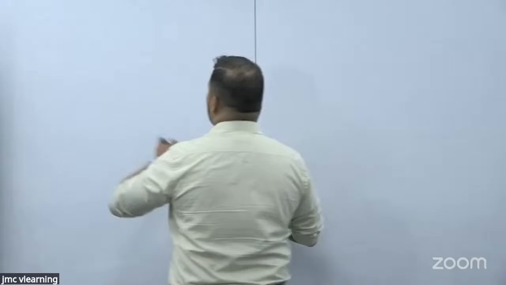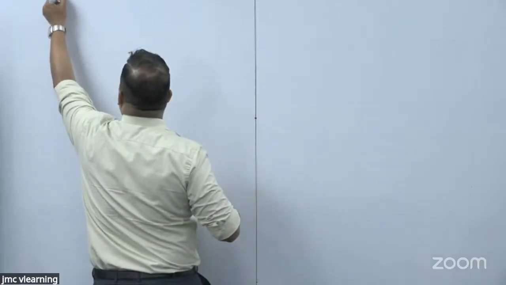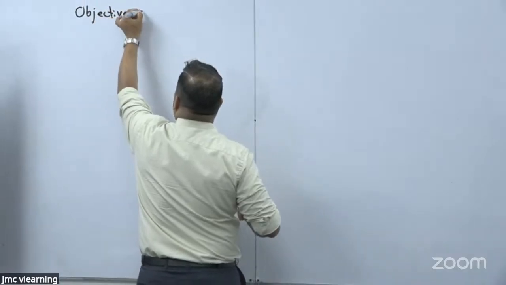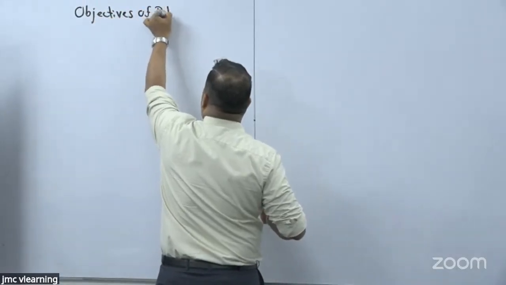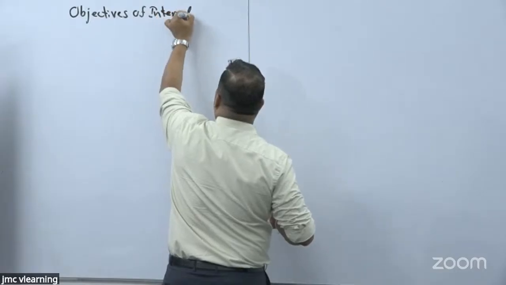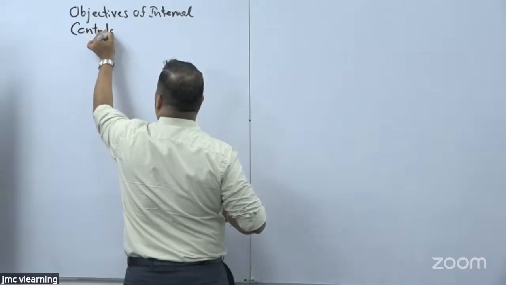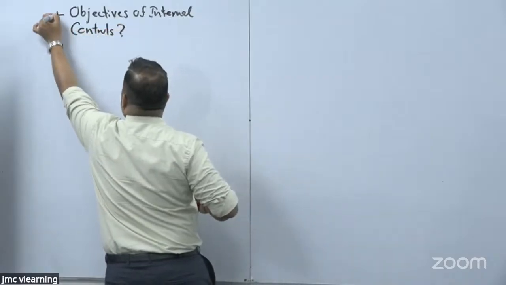So when you look at it from the broader perspective, what do you mean by internal control? For you to get a better understanding of internal controls, first of all you need to learn the objectives of internal controls. What are the objectives of internal control?